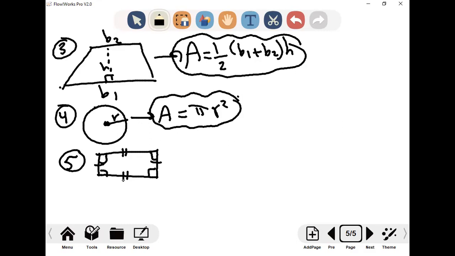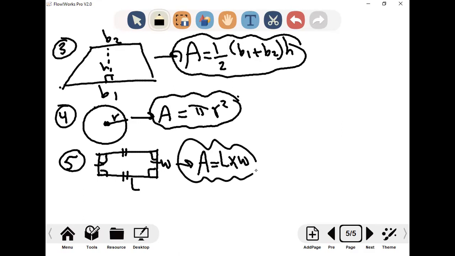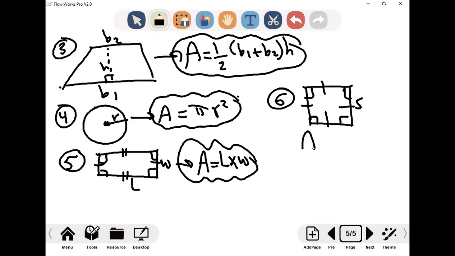The rectangle: A equals length multiplied by width, where L is the length and W is the width. And 6, the square, right? The square has 4 right angles and 4 equal sides. I will call the side S. A equals S to the power of 2.